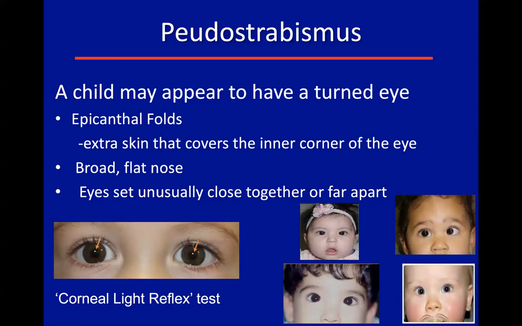Also a broad, flat nose. You see, this nose is broad and it's flat, and because of that, you think there is a strabismus. And sometimes the eyes can be set either close together, as in this patient, or far apart, as in this patient. So all these refer to pseudostrabismus, but please look at your corneal light reflex. It will be smack in the middle, and you will know about that.